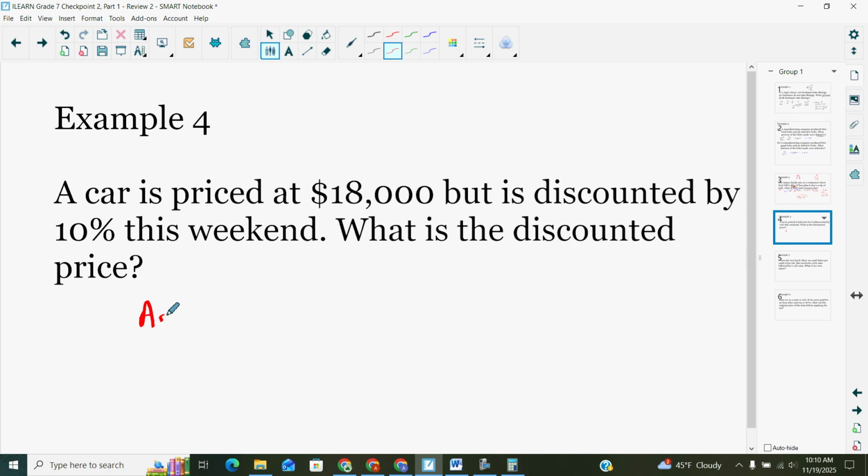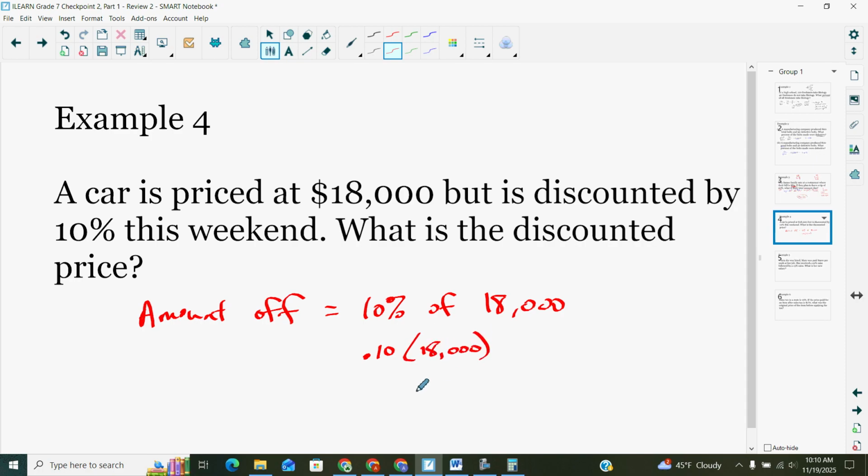So we want to start by thinking through what the amount off is. How much are we taking off? Well, we're taking off 10% of 18,000. 10%, I'm moving the decimal point 2 places. That's 0.10. Of means times 18,000.